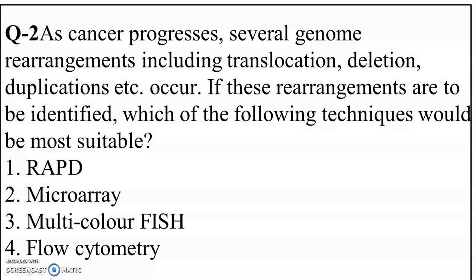Now, as a cancer progresses, several genome rearrangements, including translocation, deletion, and duplication, occur. If these rearrangements are to be identified, which one of the following techniques would be most suitable? First of all, the question is asking about different genomic rearrangements, chromosomal changes like translocation, deletion, and duplication, right? As a researcher, you have to identify on which chromosome the deletion occurs, so you have to use a suitable technique.